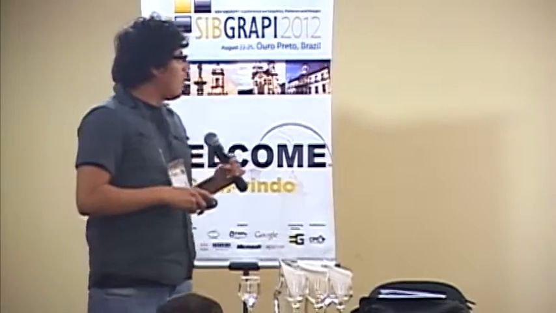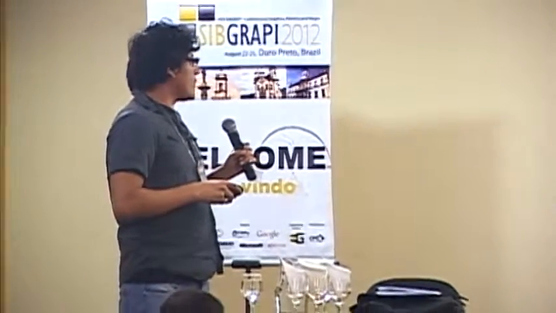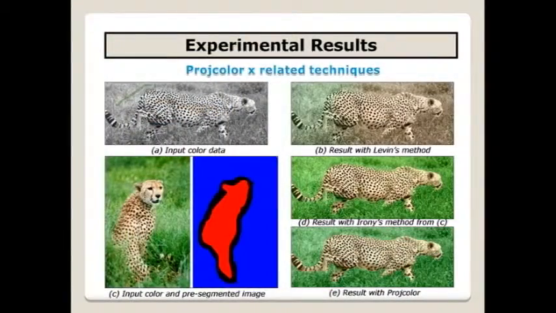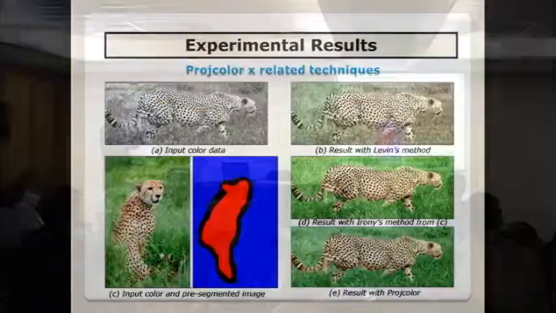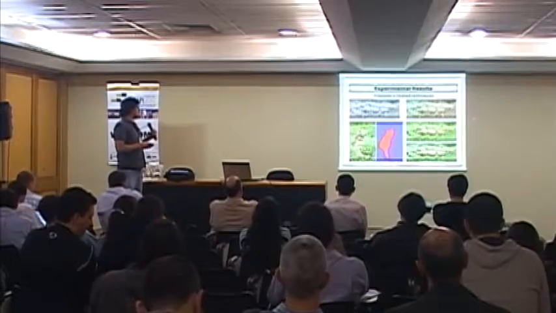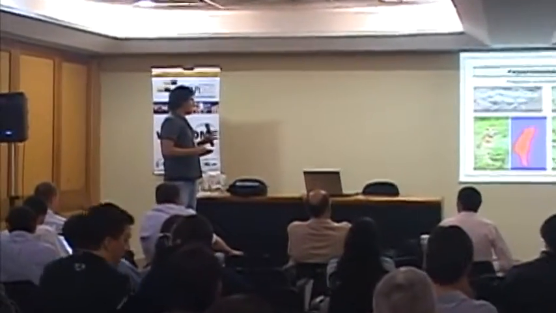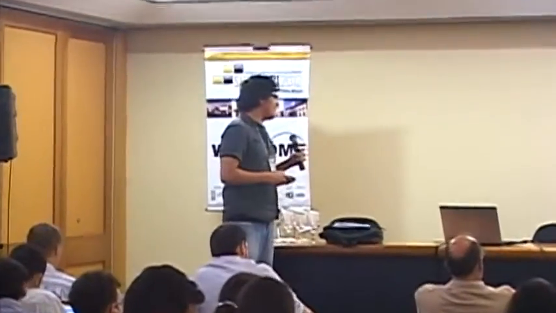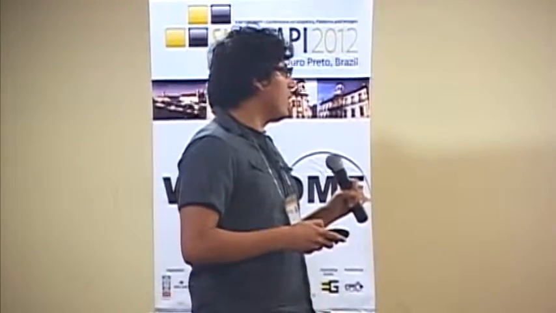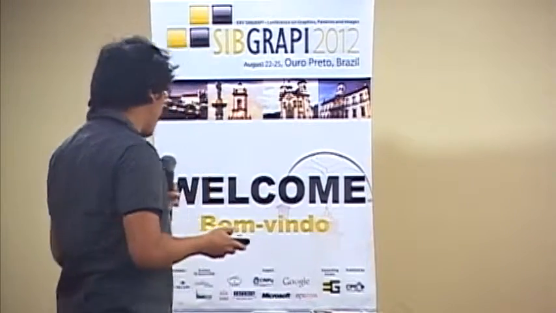Okay. We have a scribble-based image here, and we are comparing our result with two approaches. As we can see, in the case of the Levin method, it is a very weak result. And in the case of the Irony method, it is a better result, but has some troubles here.